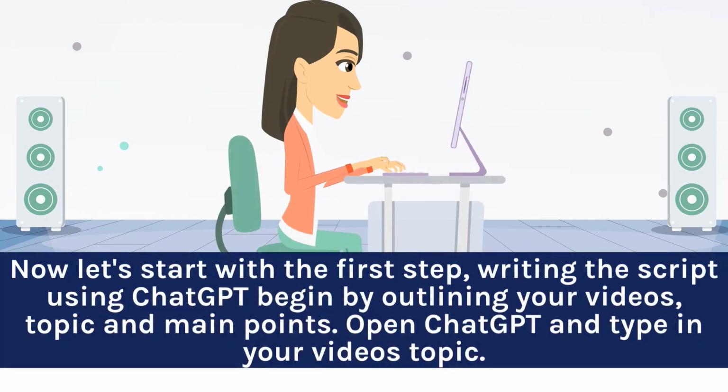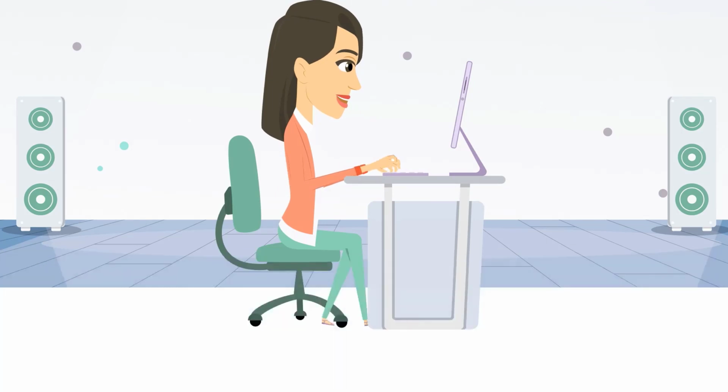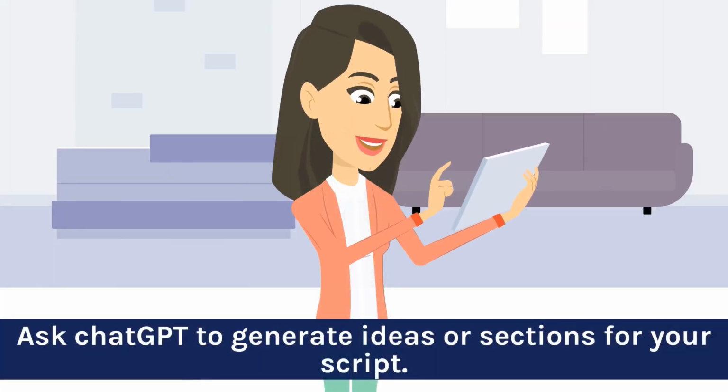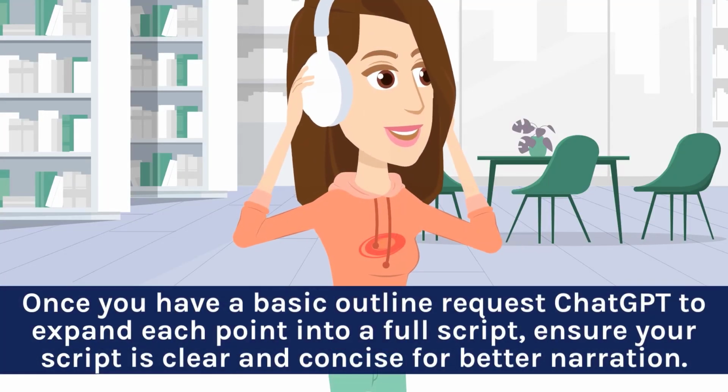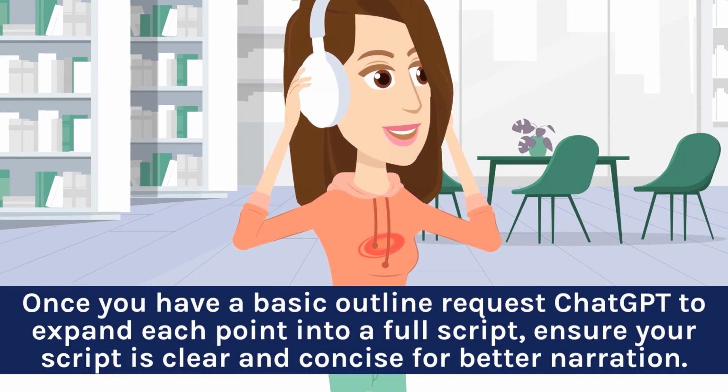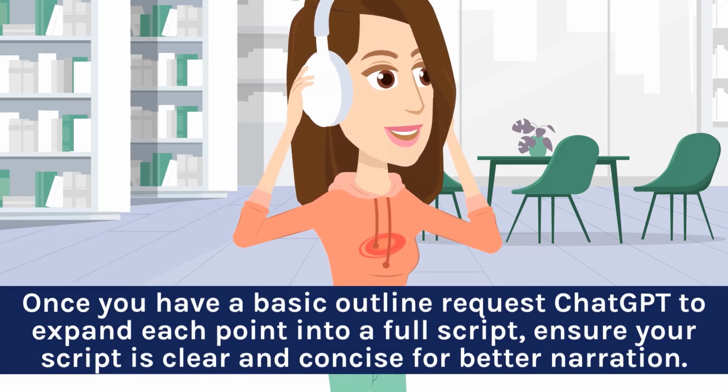Now, let's start with the first step, writing the script using ChatGPT. Begin by outlining your video's topic and main points. Open ChatGPT and type in your video's topic. Ask ChatGPT to generate ideas or sections for your script. Once you have a basic outline, request ChatGPT to expand each point into a full script. Ensure your script is clear and concise for better narration.